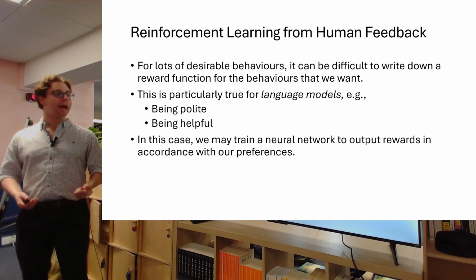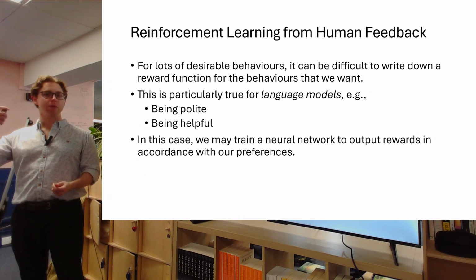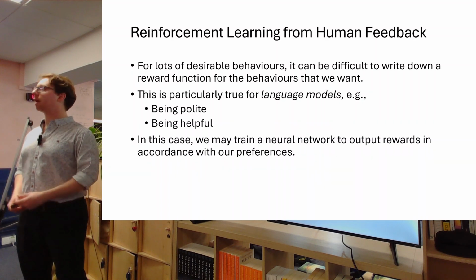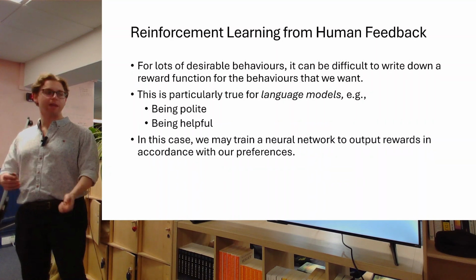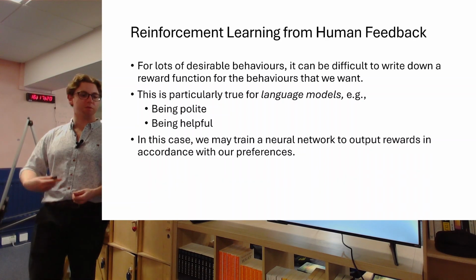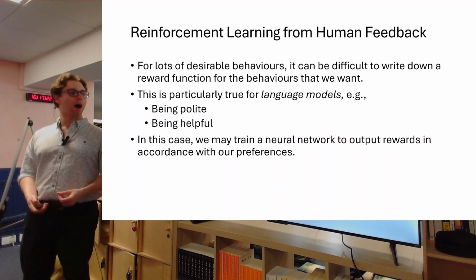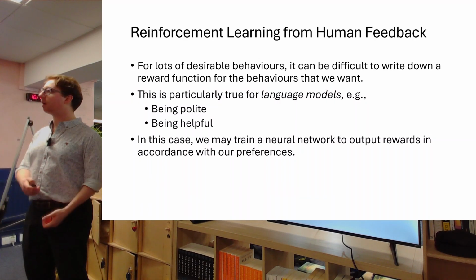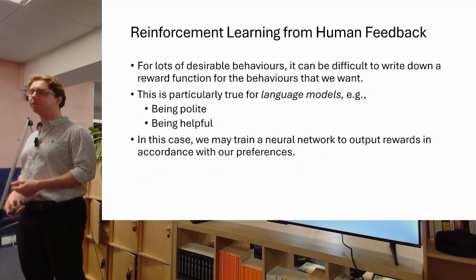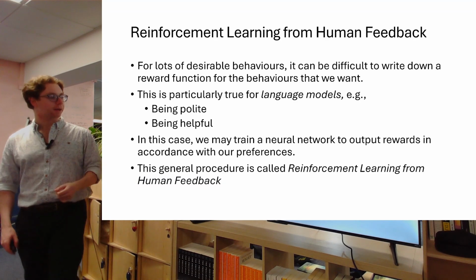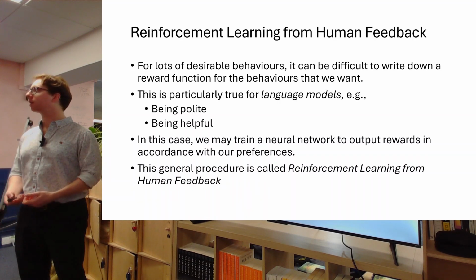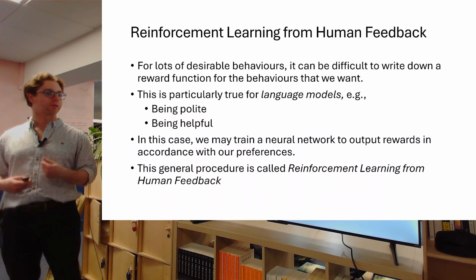And what we're going to do instead is train a neural network that outputs rewards in accordance with our preferences. So we have this data set of preferences about what we prefer the agent to do, so the kinds of completions that we prefer our language model to generate, and we're going to use this to train a function that's supposed to output higher rewards to completions that are more preferred, right? And this is called reinforcement learning from human feedback, and what we get out of this is what we call a reward model, because it's a neural network that is standing in for our reward function.